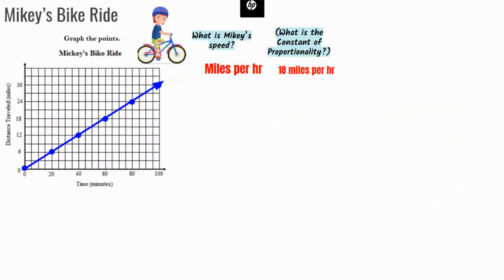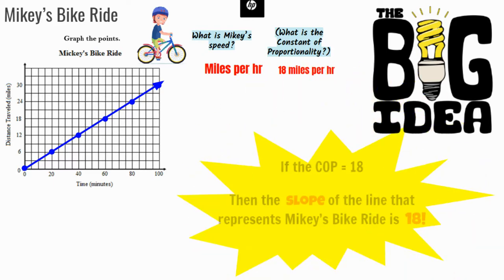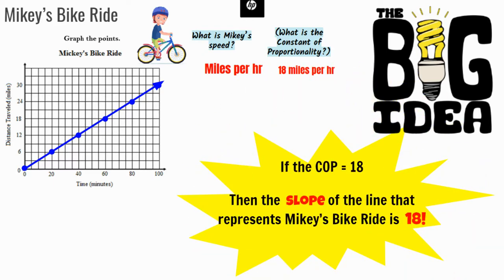All right, let's look at Mikey's bike problem again, bringing it back. So here's the graph, and here's what we came up with for his speed, 18 miles every hour. So what's the big idea here? The big idea is that if the constant of proportionality is 18, then the slope of the line that represents Mikey's bike ride is 18. This line's steepness is 18.